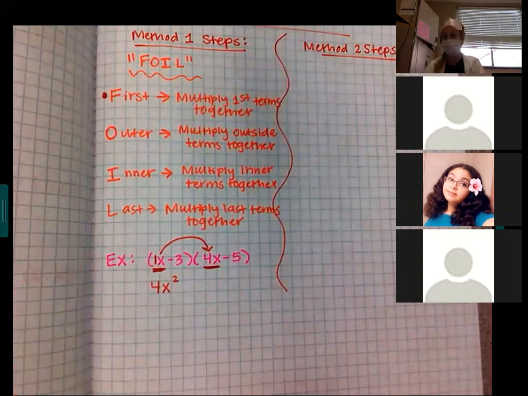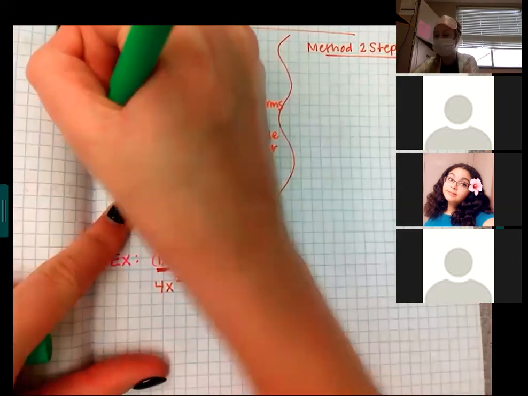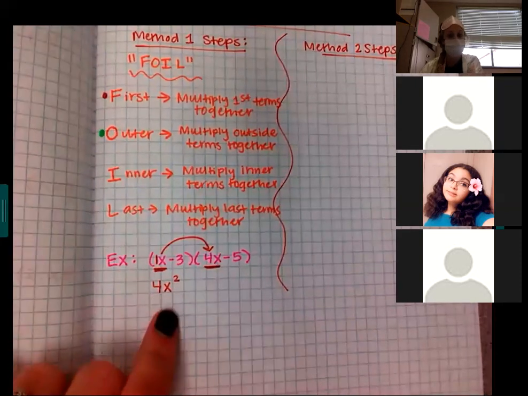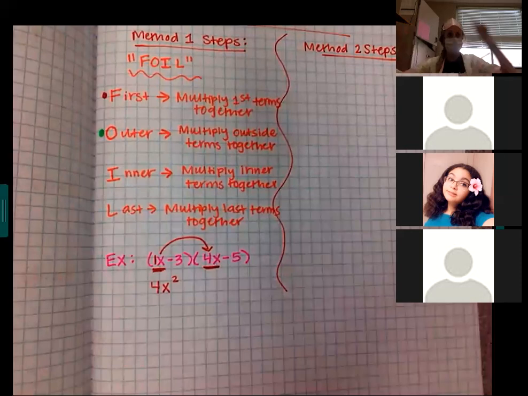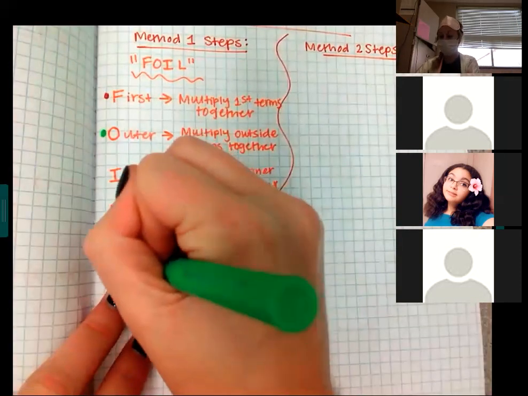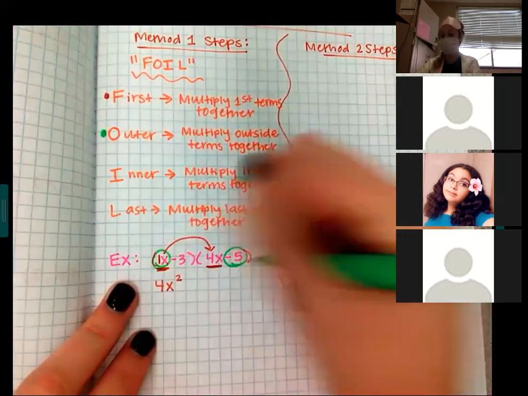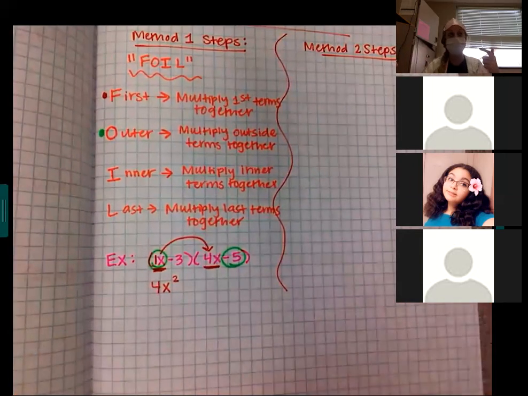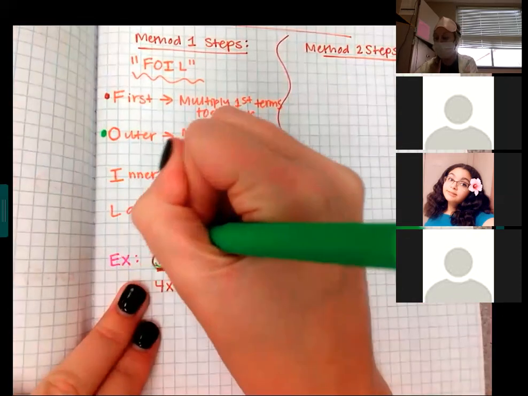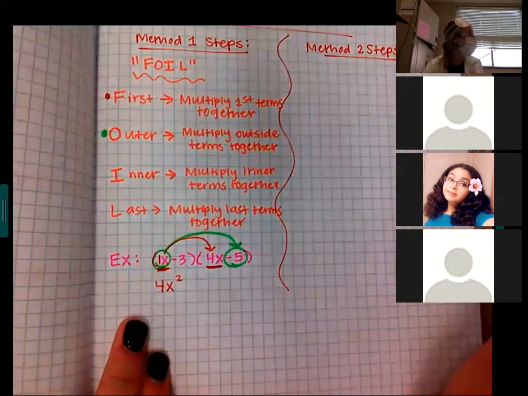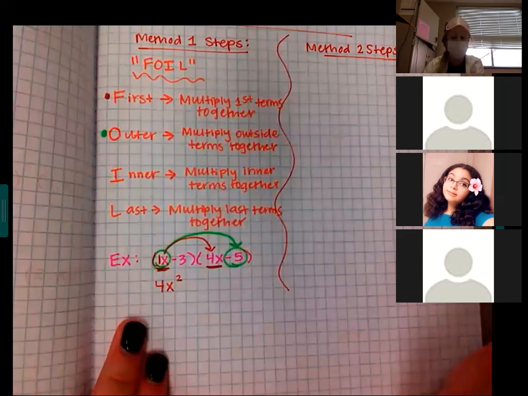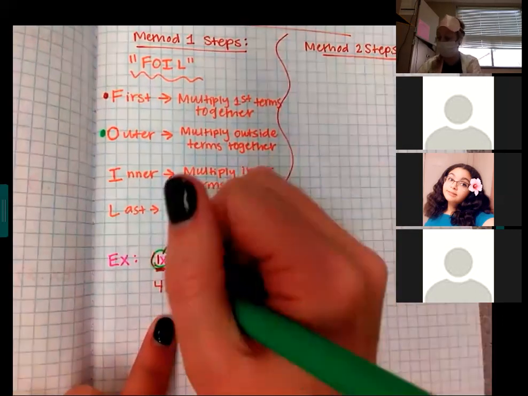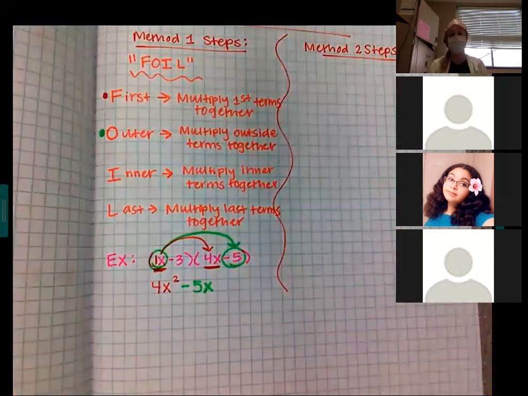All right. I'm going to do my outer terms in green. So everybody look, what are your 2 outside terms? x and -5. Very good. x and -5 are your outside terms. So everybody watch. x times -5. What does that give me? -5 what? x. Good. -5x.